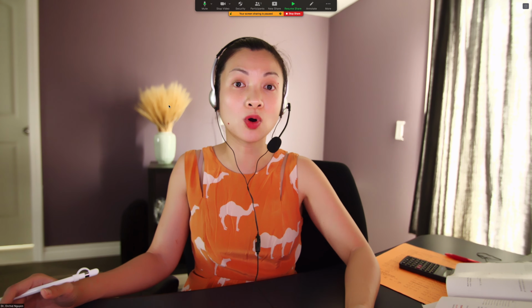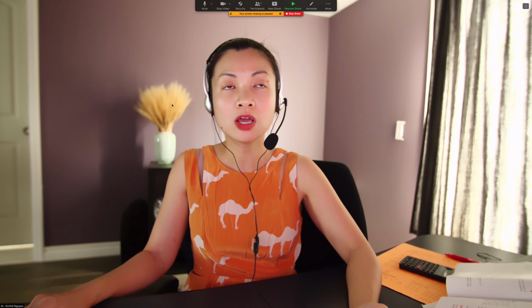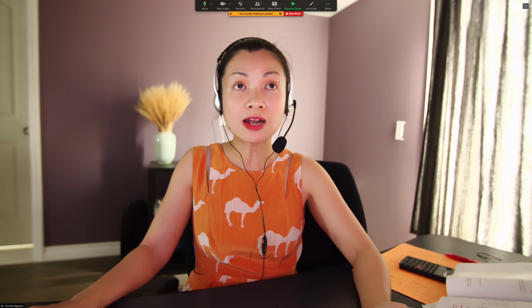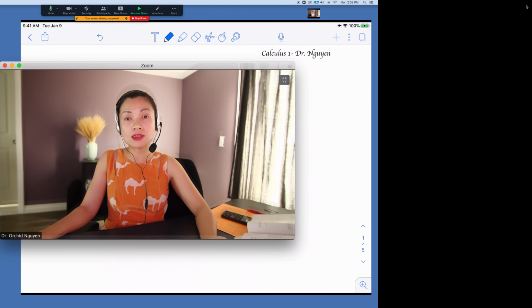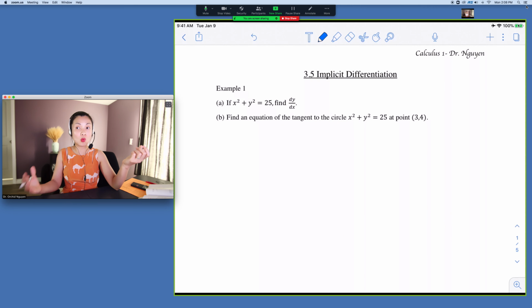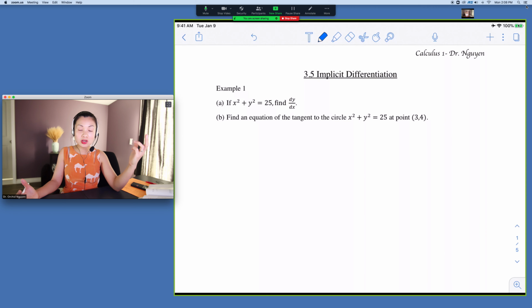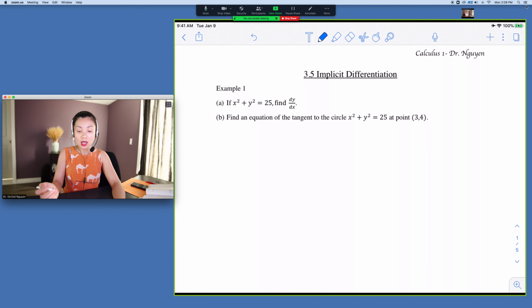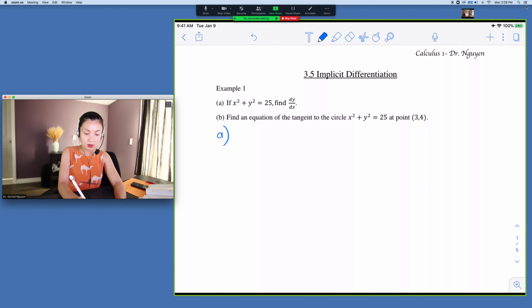For example, x squared plus y squared equals 25. That's a circle. You can see that we have both x and y in the equation. So how do we differentiate such a function? We can do that by differentiating implicitly. What do I mean by that? Take x squared plus y squared equals 25.